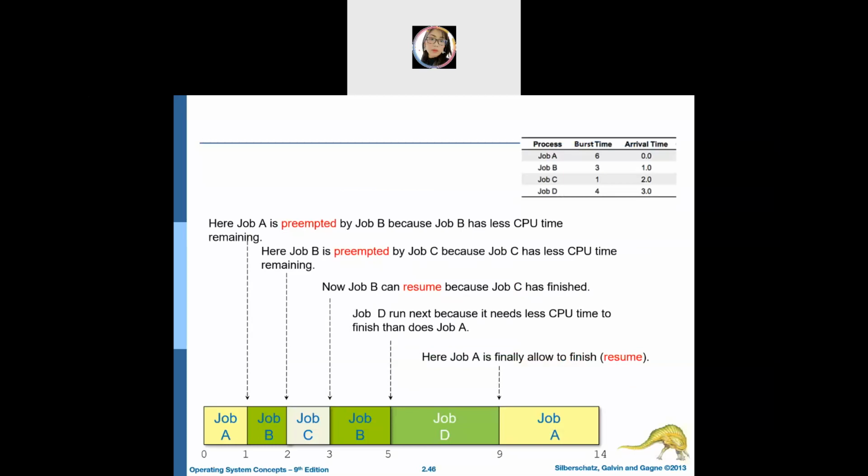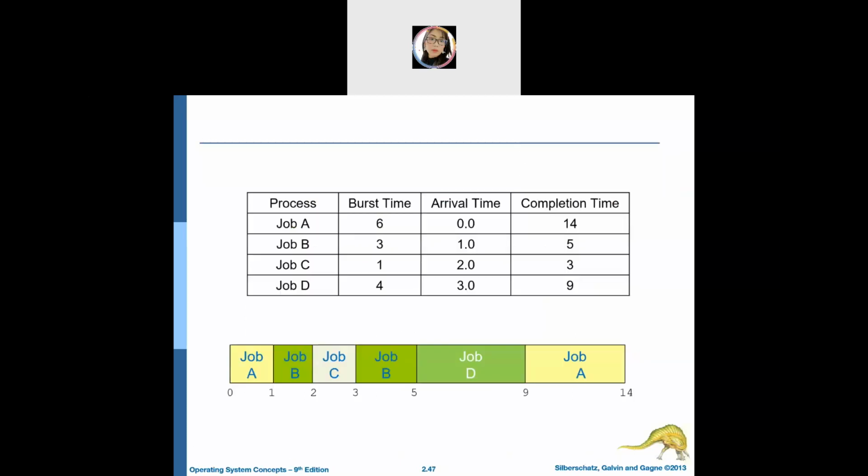So you can see here, when your job B is finished. Okay, job A, although it starts at 0, it will finish at 14. Job B, although it starts at 1, is going to finish at 5. Job C starts at 2, finishes at 3. Job D starts at 5, finishes at 9. So you're going to calculate it.